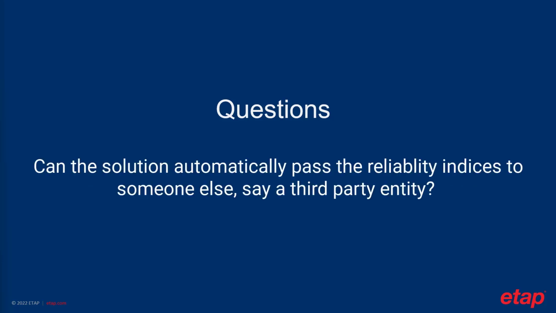Can the solution automatically pass the reliability indices to someone else, say a third-party entity? Yes, we can actually, as part of our reporting tool, provide in CSV format critical data, so the SAIDI, SAIFI, all those different statistics. But additionally, we can send out other historical data, so maybe time series data via CSV, events and alerts, that we can also send all that information out. So if you have, say, a forecasting tool or a regulatory board that you need to send the information to, we can automatically send that information.